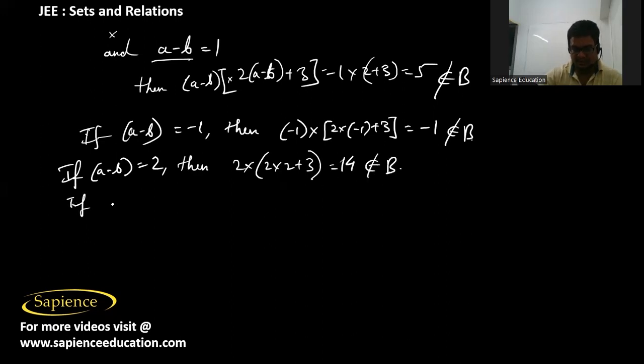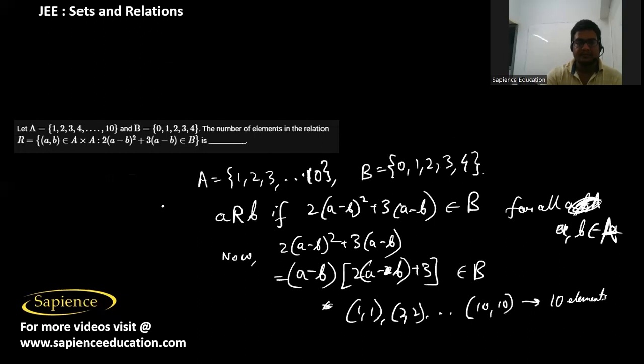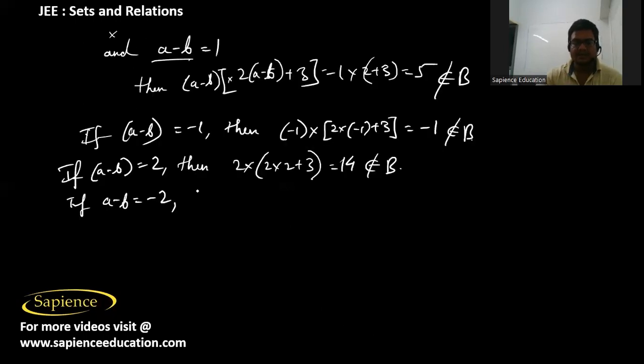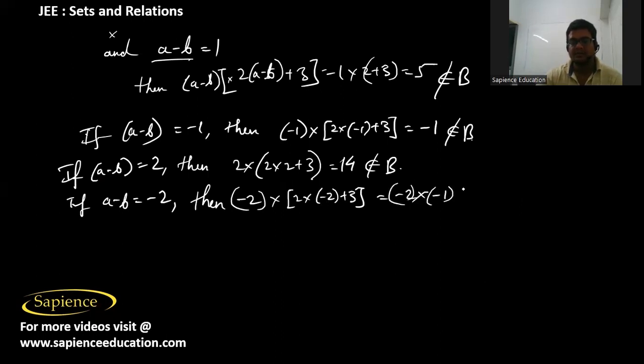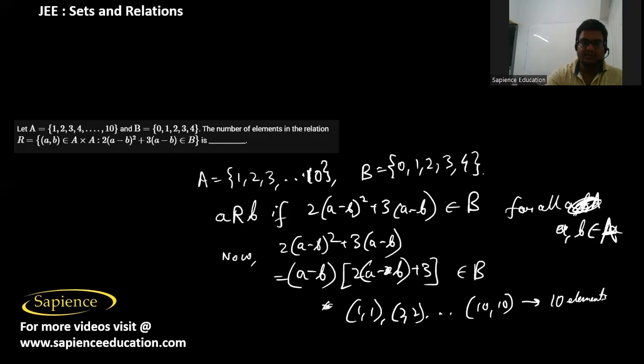Then if A minus B is equal to minus 2, then we can say that it will be minus 2 into (2 into minus 2 plus 3). So this will be minus 2 into (minus 4 plus 3), that is minus 1. So this will be equal to 2, which belongs to the set B. So therefore A minus B equal to minus 2 we can take.